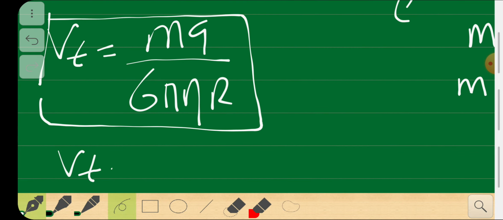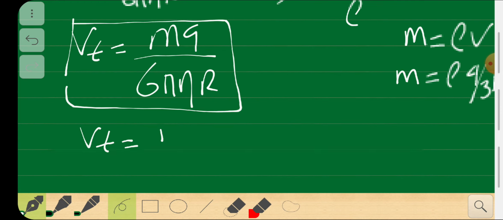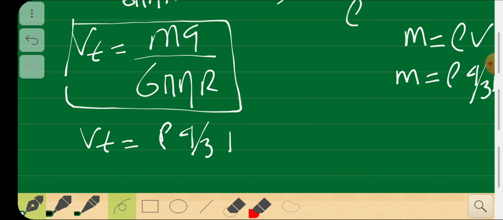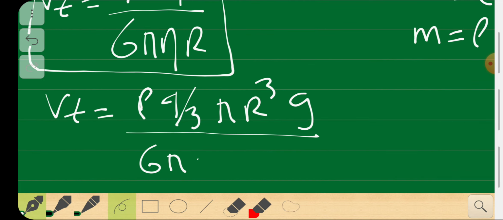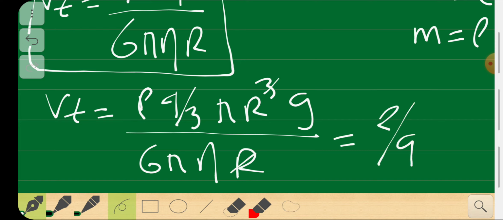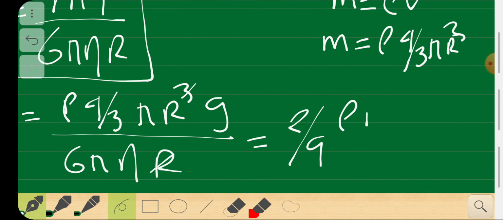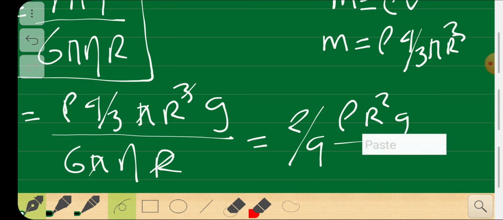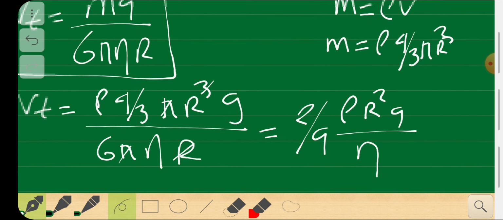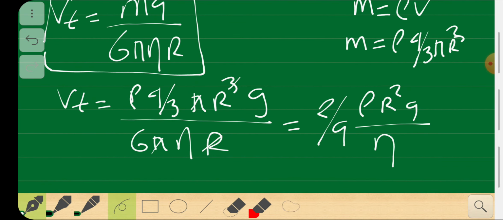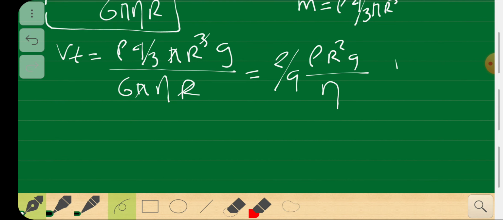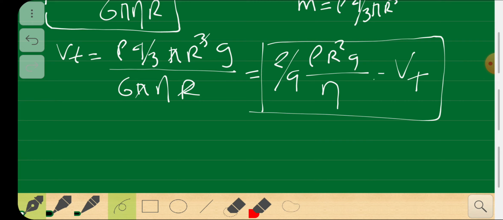So v of t will become rho times 4 by 3 pi r cube times g, by 6 pi eta times r, right? So this thing cancels and you get 2 by 9 rho r square g, pi and pi also cancel, so rho r square g by eta. Okay, so that's the terminal velocity of anything. So you can find out the terminal velocity with this equation. This is a very important equation. This is the general equation for vt, terminal velocity.